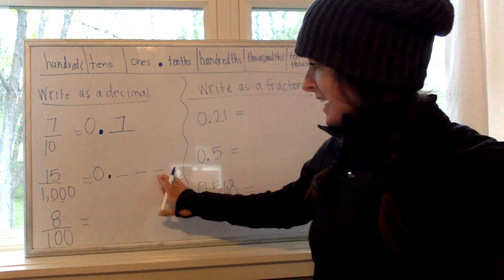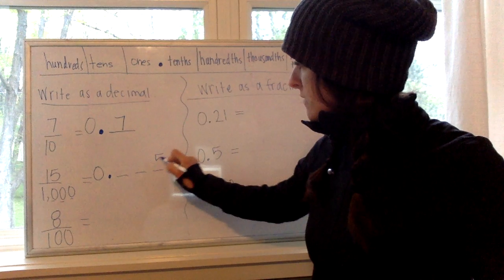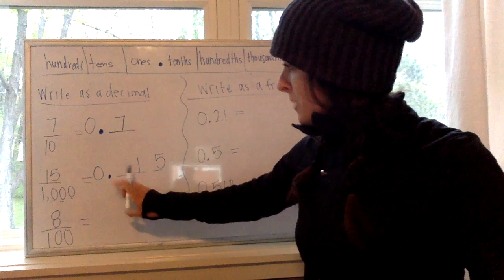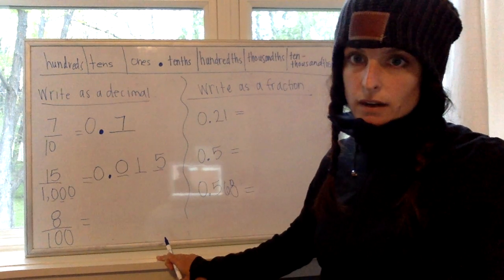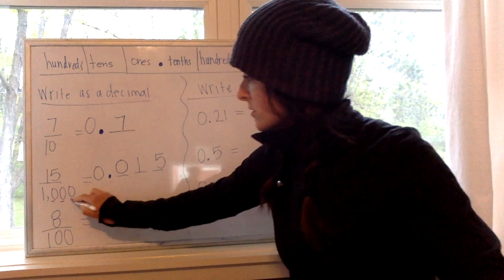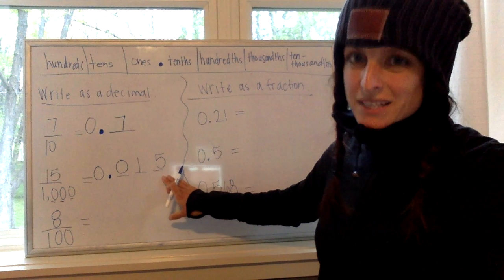So the 5 needs to be in the thousandths place. Okay, so I'm going to put my 5 here, and then my 1 here to make my 15. But I don't have any tenths, so I put a 0 there. Okay, so always take a look at how many zeros we have to help you out with your place value and how many digits you need.